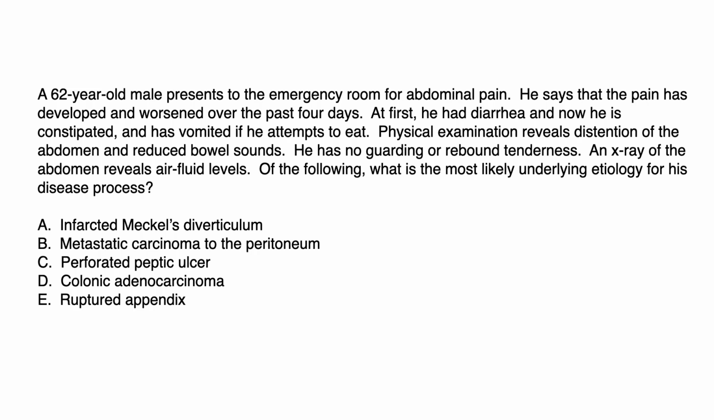Okay, so here's the question. Pause, look at it, and we'll go through it and come up with the answer. A 62-year-old male presents to the emergency department with abdominal pain. He says that the pain has developed and worsened over the past 4 days. At first he had diarrhea, now he is constipated and has vomited if he attempts to eat. Physical examination reveals distension of the abdomen and reduced bowel sounds. He has no guarding or rebound tenderness. An x-ray of the abdomen reveals air fluid levels. Of the following, what is the most likely underlying etiology for his disease process?